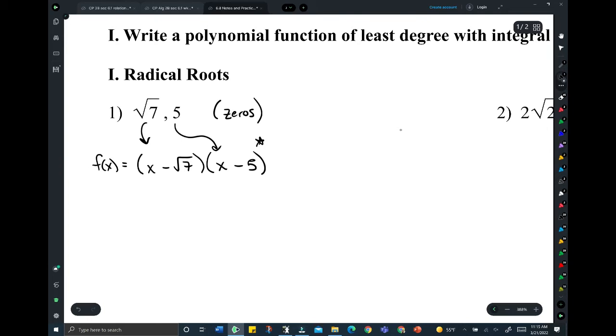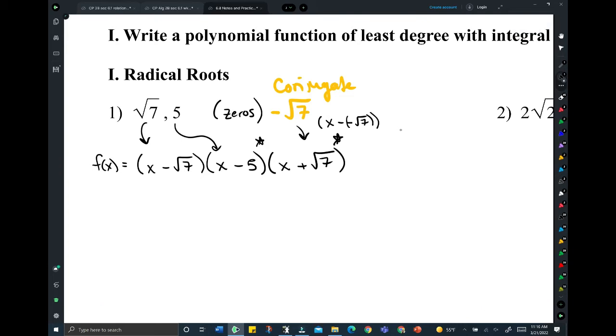Okay, now the bonus thing is, using our conjugate root theorem, we know that we also have x plus the root of 7. That is the new bit, and we know that we automatically have negative square root of 7 because that's the conjugate, okay? Now the reason that this is actually x plus the root of 7 is because it's kind of like x minus a negative, okay, which becomes positive.